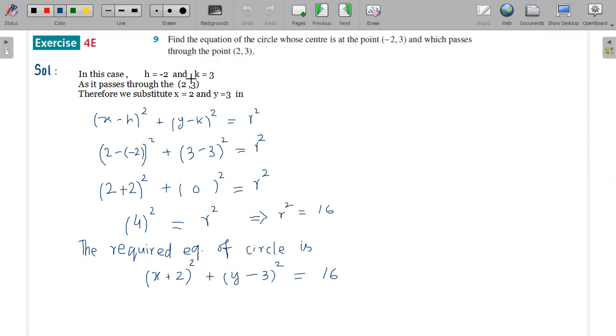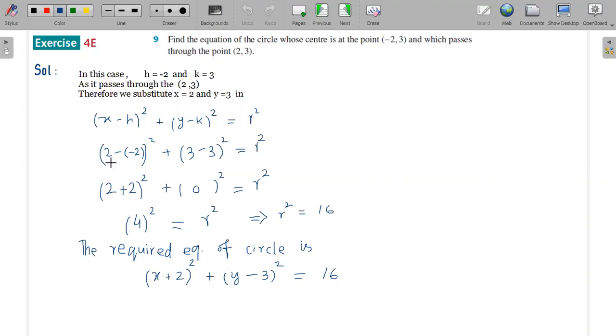So we have h -2, k 3, and it passes through this one given point 2, 3. So we substitute x equal to 2 and y equal to 3 in this general formula of circles. So we have x equal to 2 minus, and h is again -2. So here it will be minus and minus, 2 minus, because minus formula, and h is also -2. So we will again then square them. Then y is 3 and k is also 3. So 3 minus 3 will be 0 and equal to r square. We have to find this radius r. So now we will solve this.